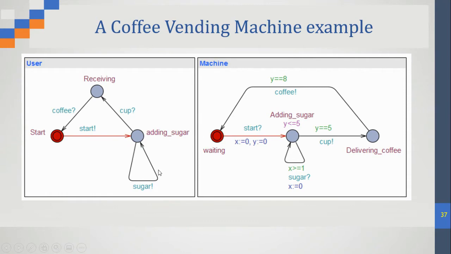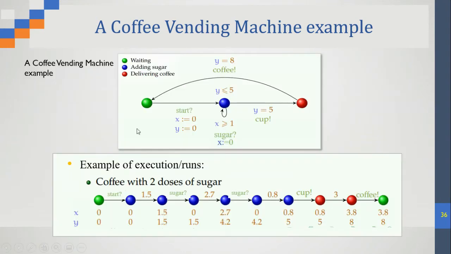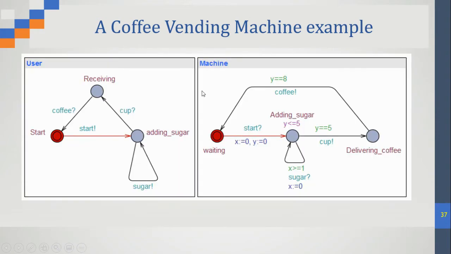Here we have to develop two timed automata: the first one is the machine, and the second one is the user. Since we have start, who starts? The user starts, and then the machine delivers the cup, delivers the coffee to the user, and the user starts the machine. So we have two timed automata, one is the machine, one is the user.